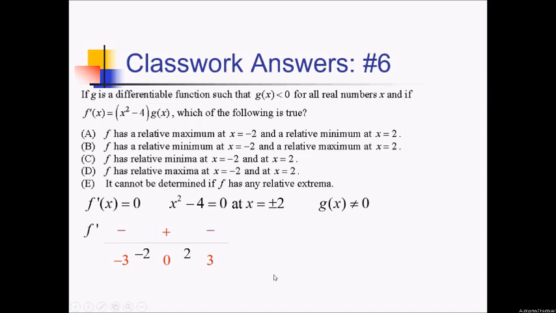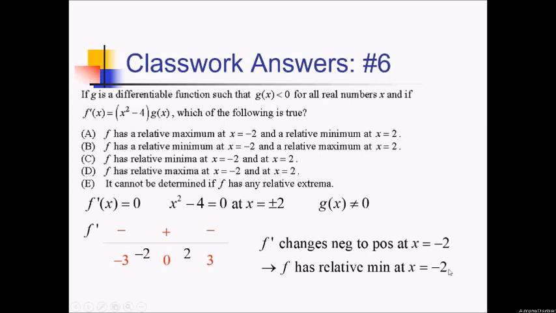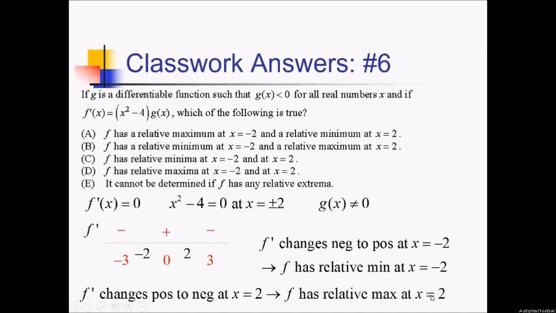So we notice a couple things. F prime is changing from negative to positive at x equals negative 2. Therefore, f has a relative min at x equals negative 2. And we also notice that f prime changes from positive to negative at x equals positive 2. Well, that means that f has a relative max at positive 2. So min at negative 2, max at positive 2, that is going to be choice B.